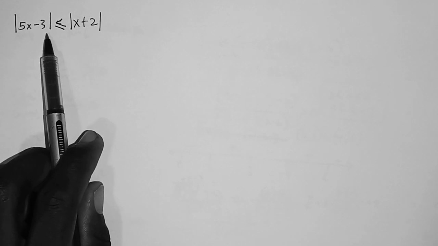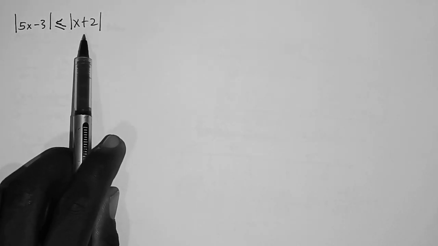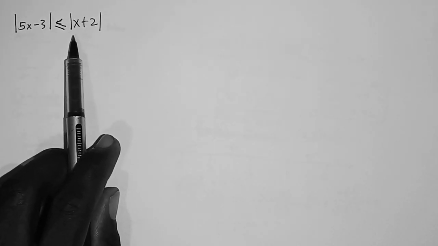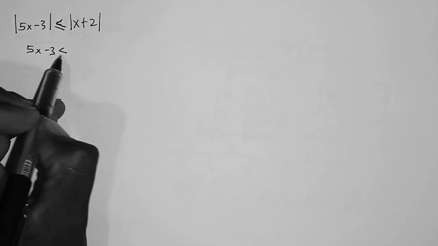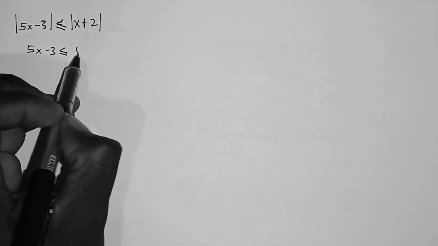We have another question here, which is absolute value of 5x minus 3 less than or equal to absolute value of x plus 2. So we are supposed to find the range of values of x in this situation as well. So 5x minus 3 less than or equal to x plus 2.